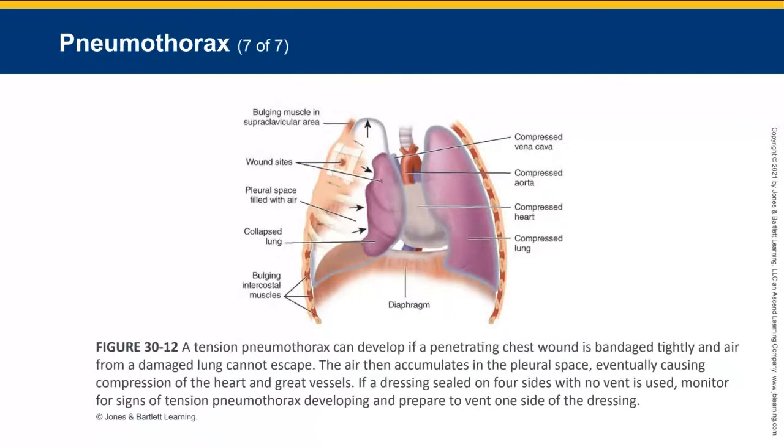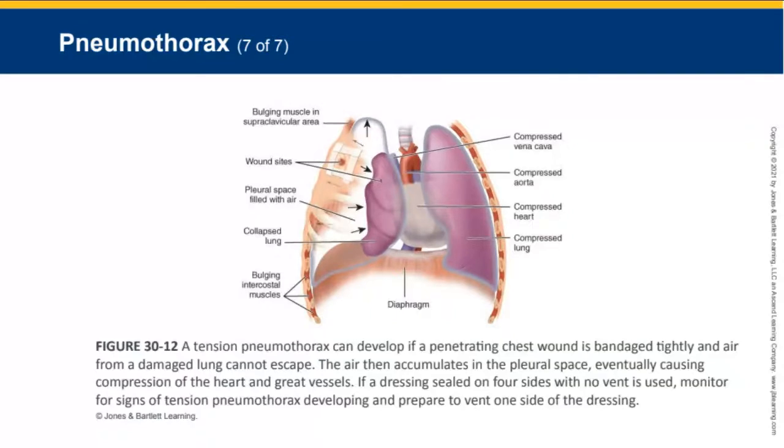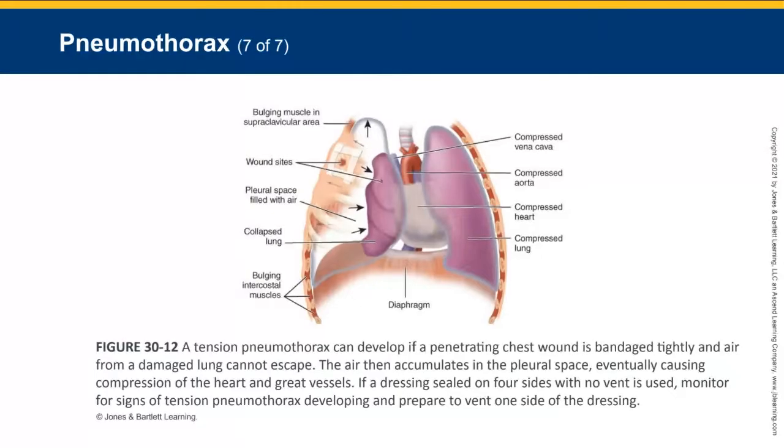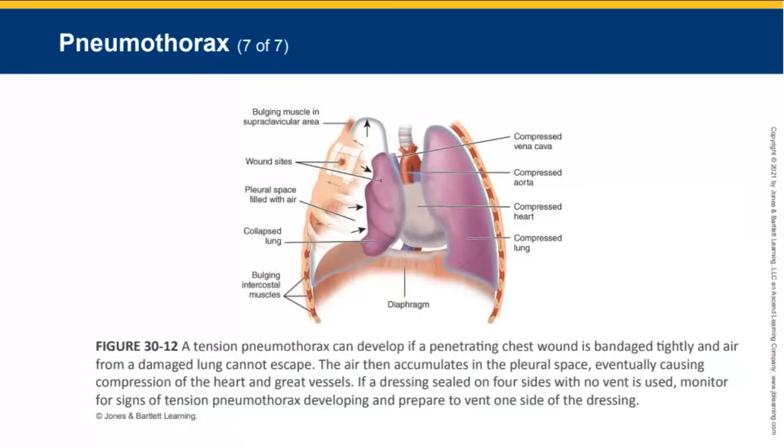So a tension pneumothorax can develop if a penetrating chest wound is bandaged tightly and air from a damaged lung cannot escape. The air then accumulates in the pleural space, eventually causing compression of the heart and great vessels. If a dressing sealed on 4 sides with no vent is used, monitor for signs of tension pneumothorax developing and prepare to vent one side of the dressing.